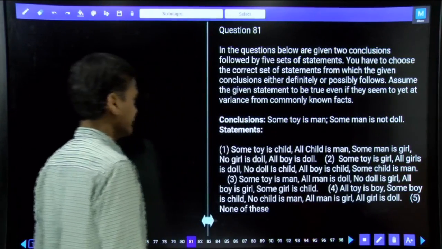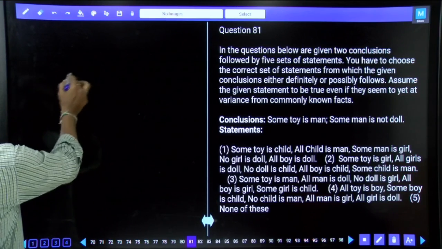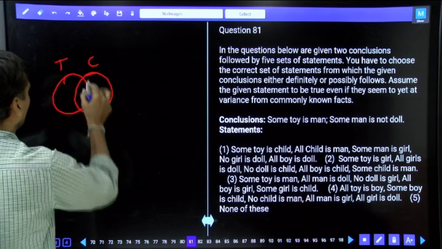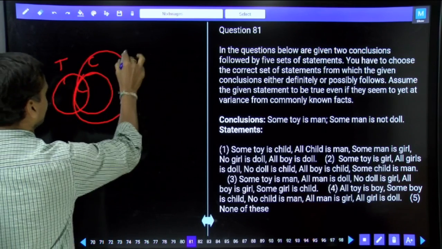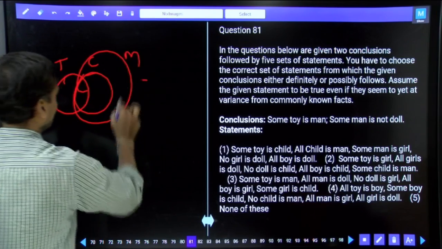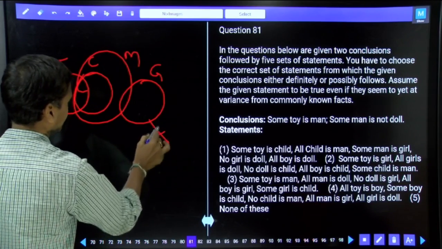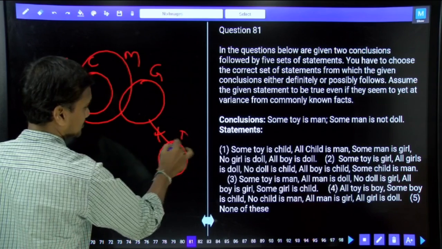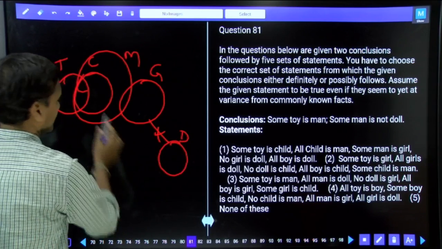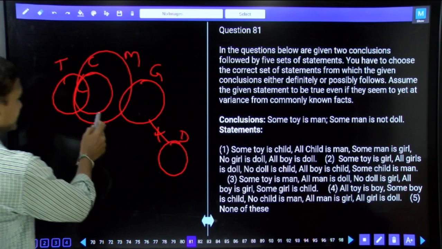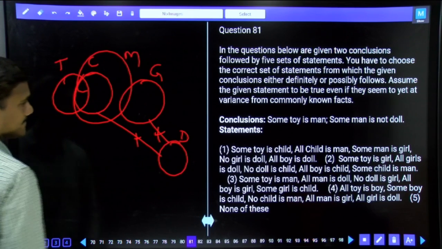As for the diagram, what is the fun of explaining in the diagram here? Because in the diagram, some toy is child. Now this is toy and this is child. The next one, all child is man. This is child and this is man. And some man is girl. And no girl is a doll, no intersection between girl and doll. And next one, no doll is a child. Now no doll is a child means no intersection between doll and child.